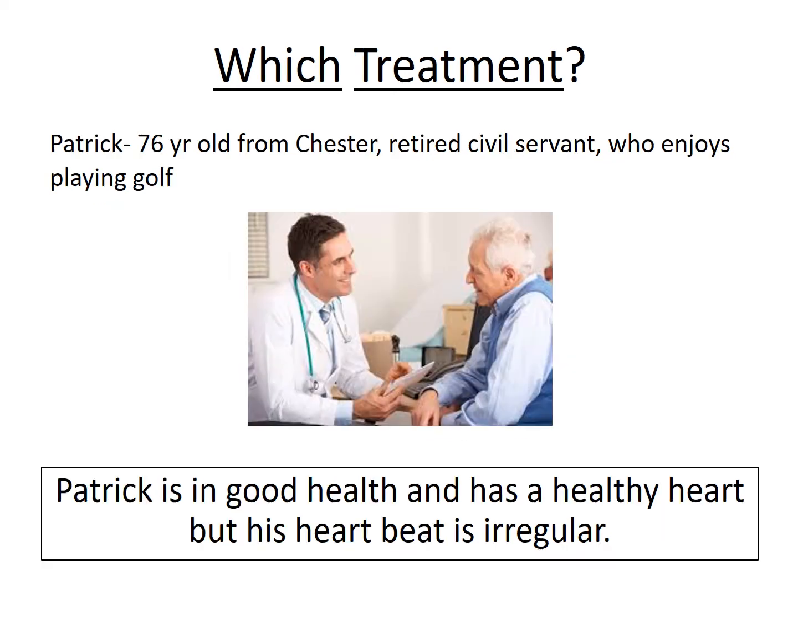Okay, next. So we've got Patrick. He's 76 from Chester. He's a retired civil servant, so he worked for the government, who enjoys playing golf. And Patrick is in good health and has a healthy heart, but his heartbeat is irregular. So what would you suggest would be the best treatment for Patrick and why?